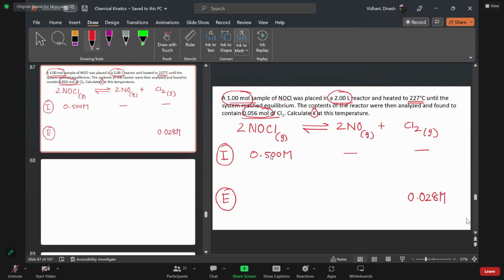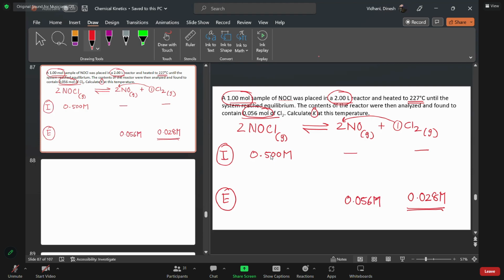Very good. Now, based on this, look at the ratio. For 1 mole of chlorine, you will always have twice the amount of NO. So can you tell me, at equilibrium, if I'm having 0.028 molar Cl2, how much NO is there? Very good, 0.056 molar. So we got the amount of NO at equilibrium.